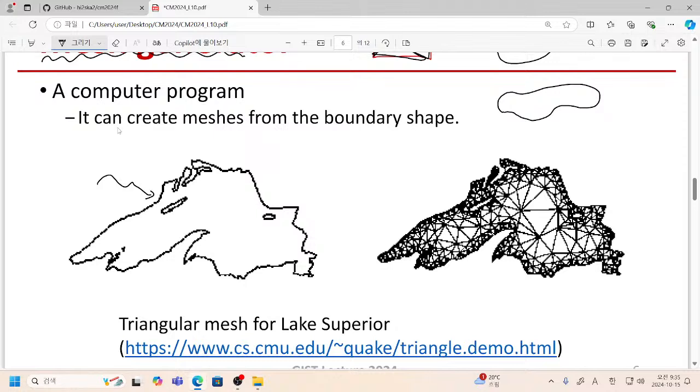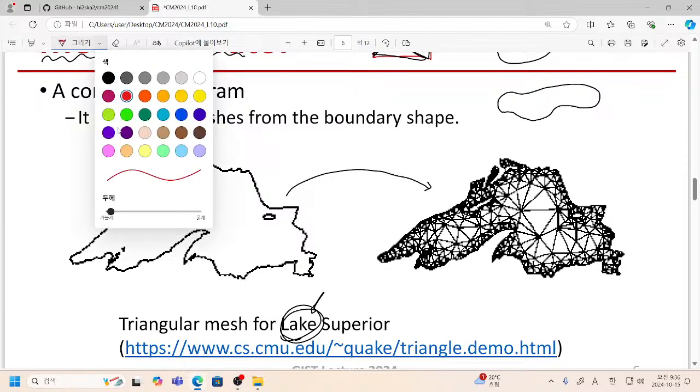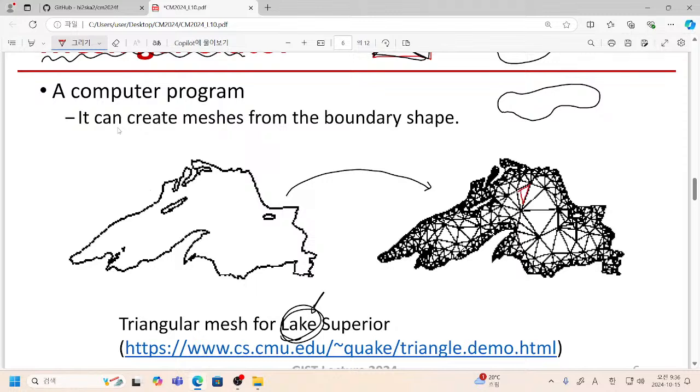This is taken from a certain mesh generator. Its name is Triangle. The software name is Triangle, and it means that here we have a quite complicated shape. This corresponds to the shape of a quite big lake in the USA. And now, how can we introduce certain triangles by using this program? From this boundary shape, it can generate a set of triangles completely covering our domain.